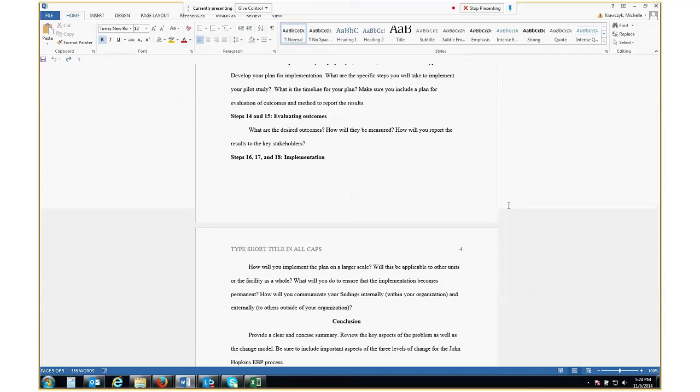We talked a little bit about this in steps 14 and 15, by meetings, memos, and newsletters. Also, how will you externally disseminate this information? Can this information be used outside of your organization?